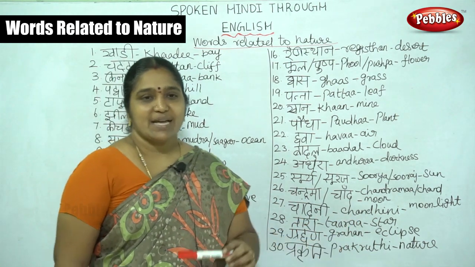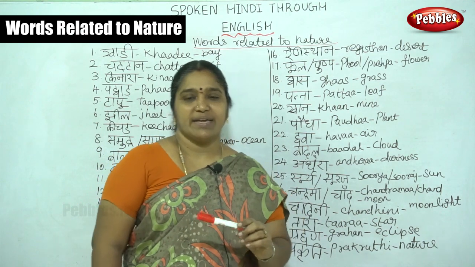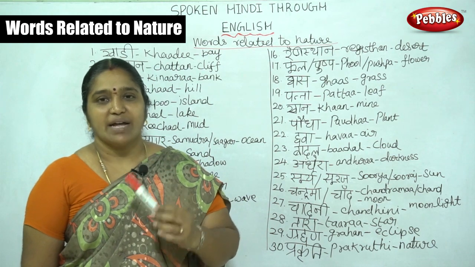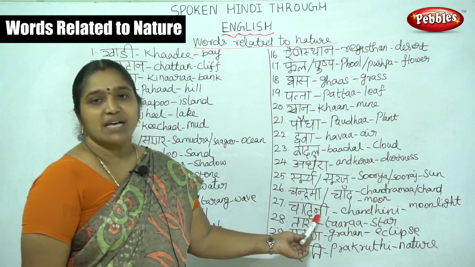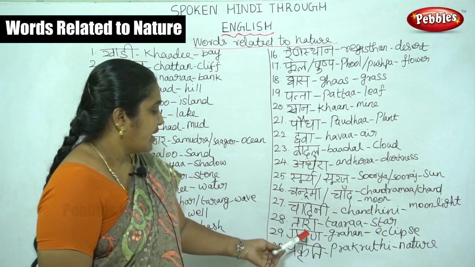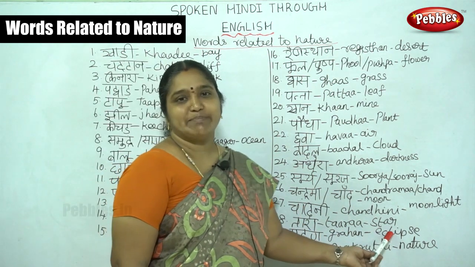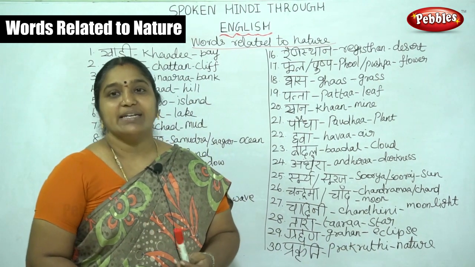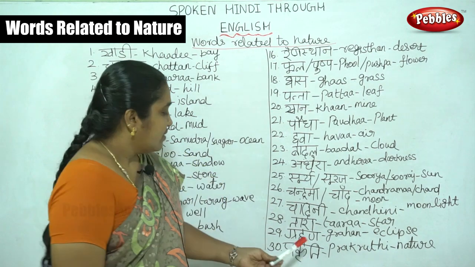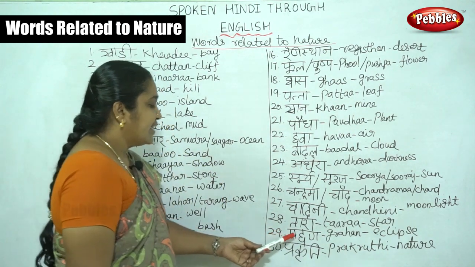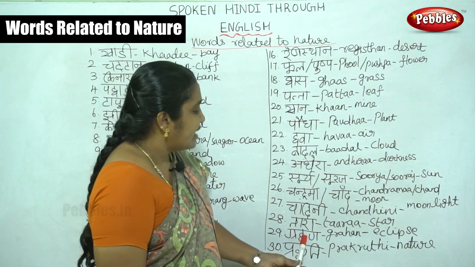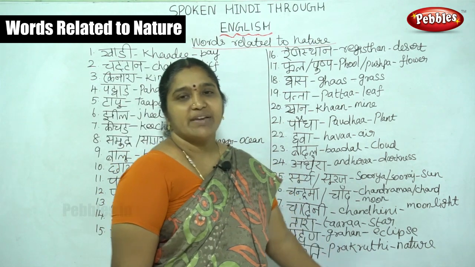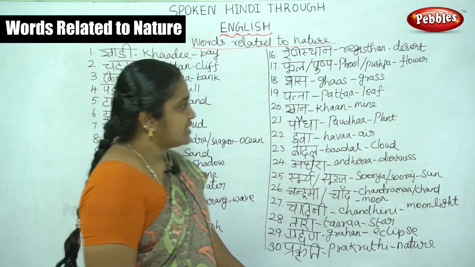Raat ke samay tare chamakte hain. Hum aakash ko dekhte hain. Raat ke samay tare chamakte hain means the stars are twinkling in the night. Grahan means eclipse. We can have Surya Grahan and Chandra Grahan. We are in India, we are learning about the grahan, that is Surya Grahan and Chandra Grahan. Then Prakriti is nature. Without nature we can't live.